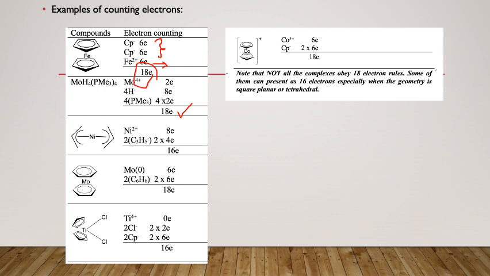But some of the complexes do not obey the 18 electron rule, and yet they are also stable complexes. For example, this nickel 2+ complex. The nickel 2+ is attached with the C3H5 ligand. There are two ligands, so each of the C3H5 has 4 electrons. 4 times 2 is 8 electrons. 8 plus 8 is 16 electrons.